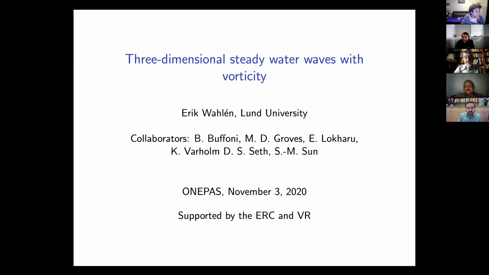Okay, so as I remarked previously, the title was actually supposed to be three-dimensional steady water waves. I forgot to remove the "with vorticity." So most of it is going to be about the irrotational problem, and then there will be something about vorticity in the end. And I think I've been way too ambitious with the number of slides, but we'll see.